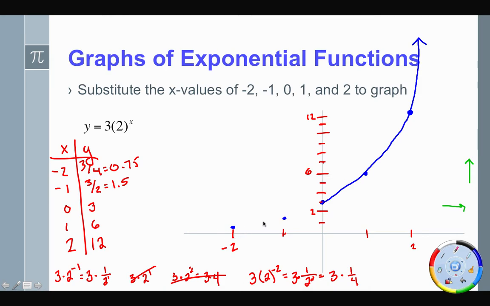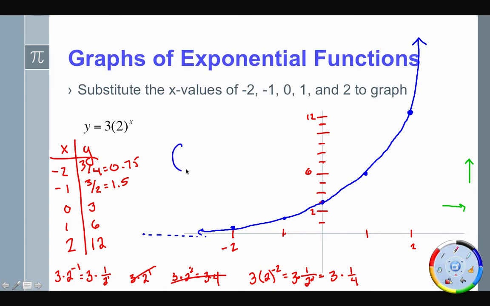Now, in the opposite direction, in the negative direction, as x gets more and more negative, these y values will never become negative. So what it does is works like an asymptote. There's actually an asymptote here on the x-axis for our exponential functions. So we come down here and it just gets really, really close to the x-axis but never crosses the x-axis.